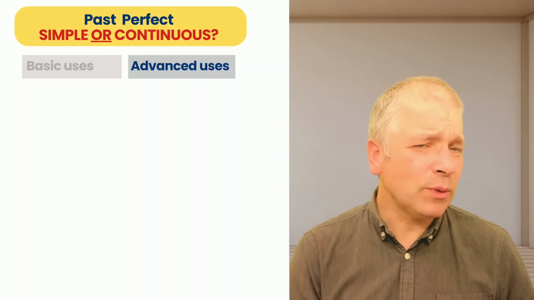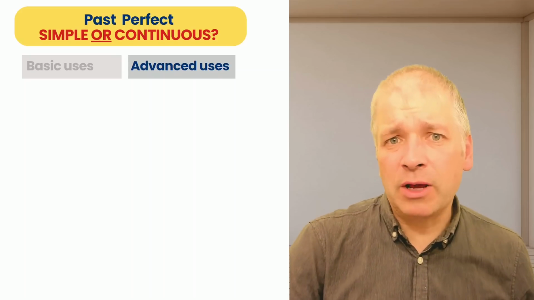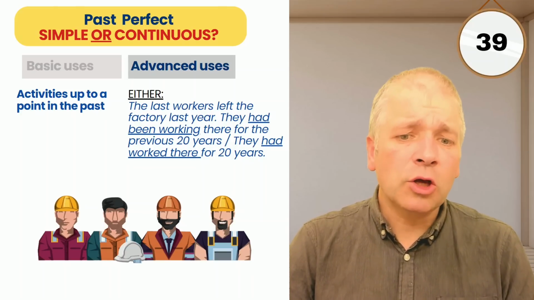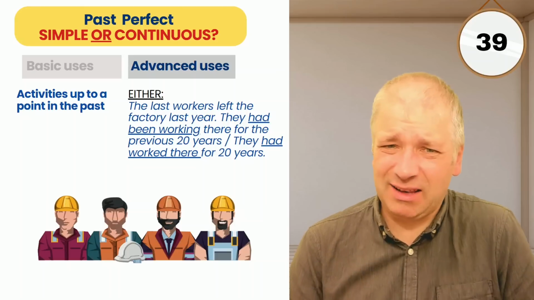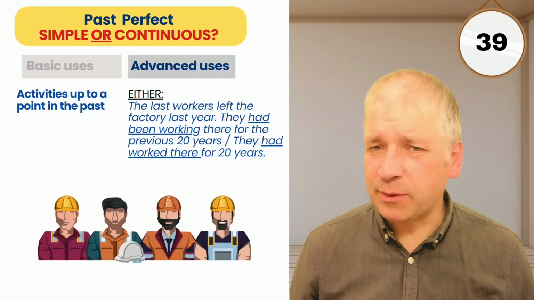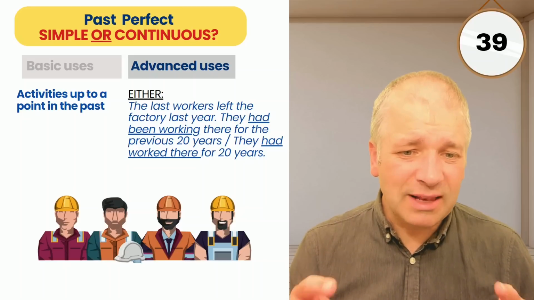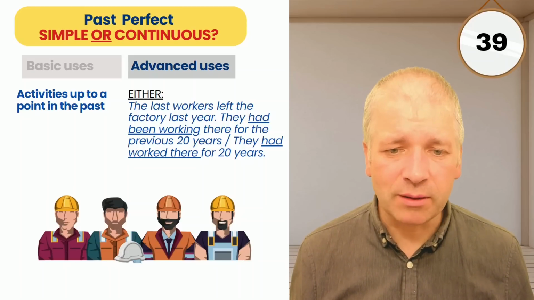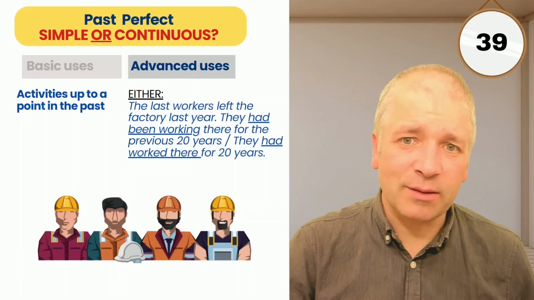Now, when would we use the simple form or the continuous form? There are many reasons why, but here's a summary of the key ones. Activities up to a point in the past could go with either, depending on the situation or which verb you're using. Is it a state or active verb? Look at the workers here. Perhaps their factory has closed down. You could say this: the last workers left the factory last year. They had been working there for the previous 20 years. But you could equally have said they had worked there for 20 years.